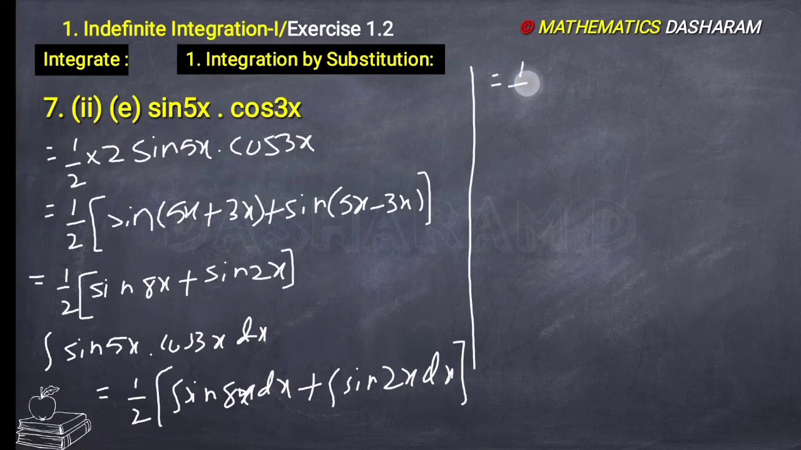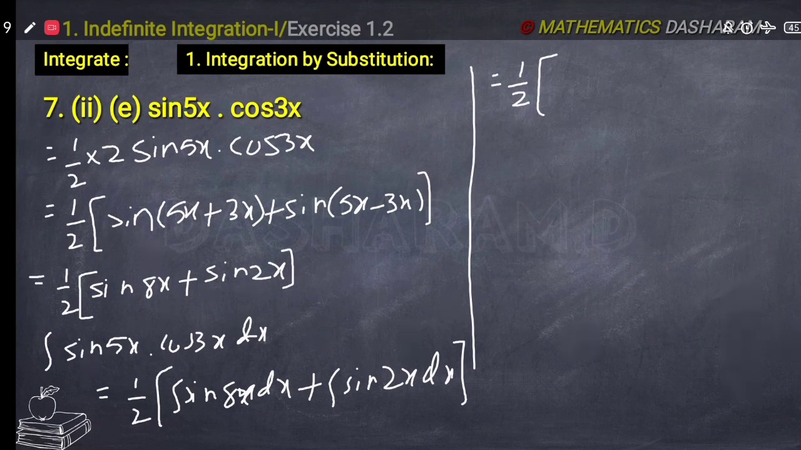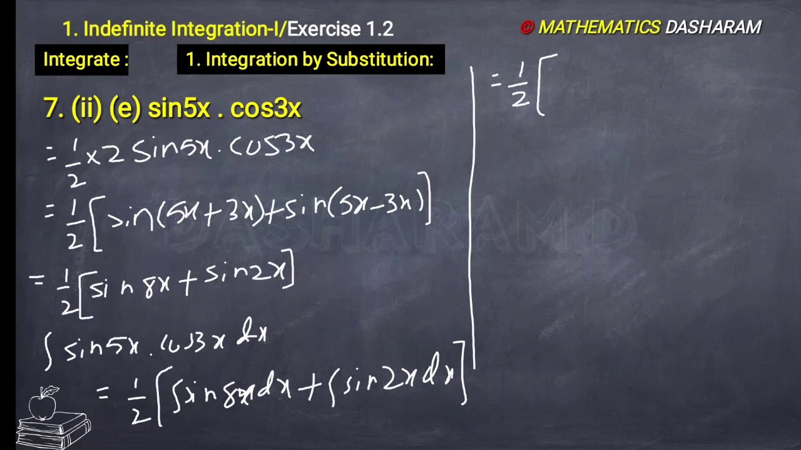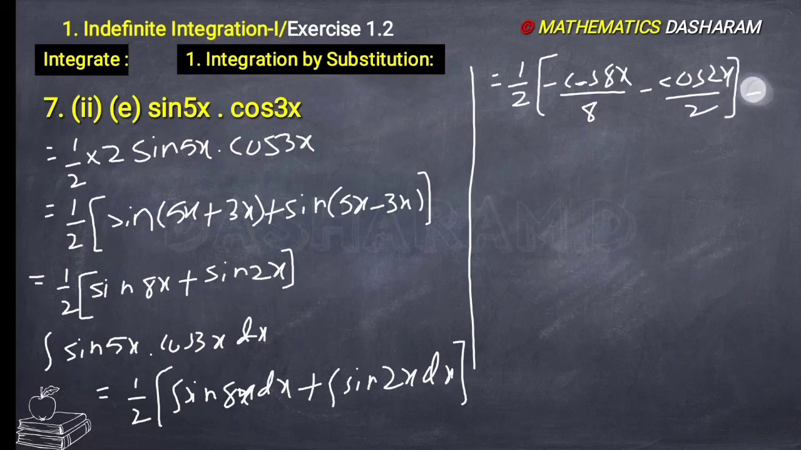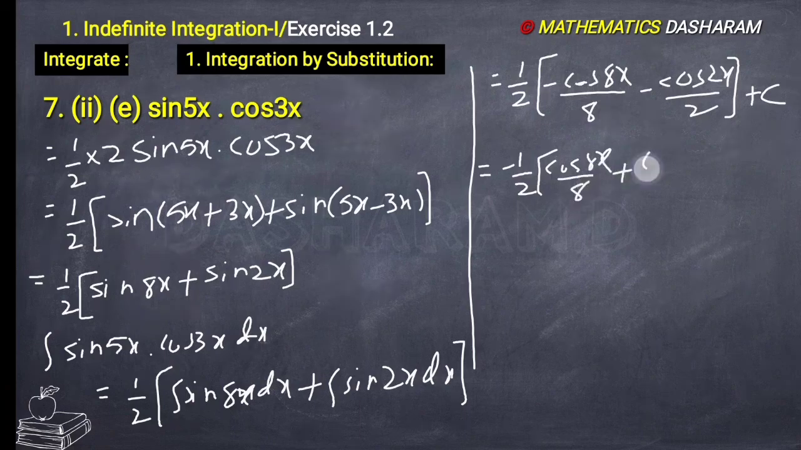It is equal to 1 by 2 bracket of integration of sin 8x, which is minus cos 8x divided by 8, minus cos 2x divided by 2 plus c. Now take the minus common: minus 1 by 2 bracket of cos 8x by 8 plus cos 2x by 2 plus c is our required answer.